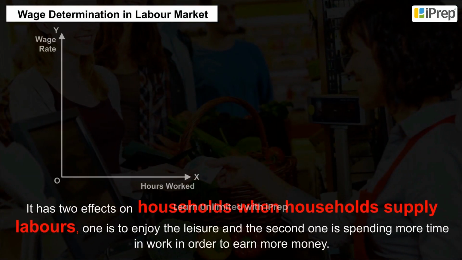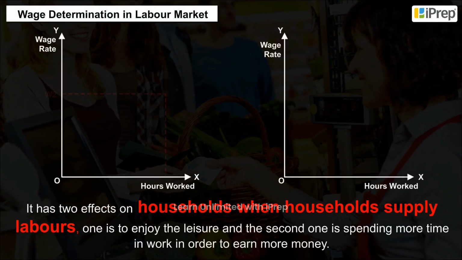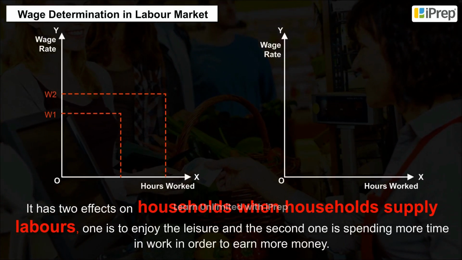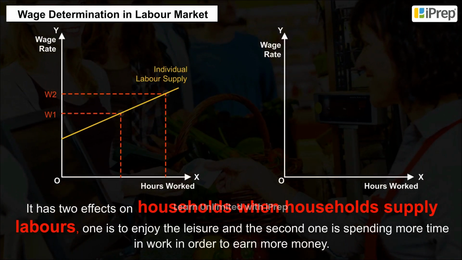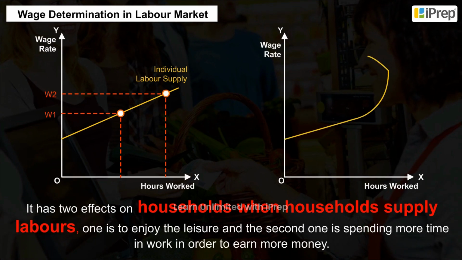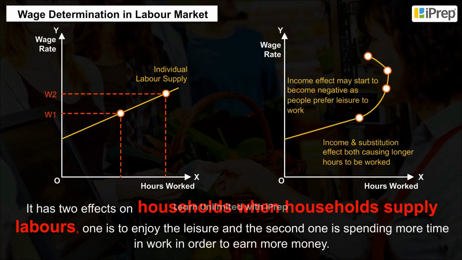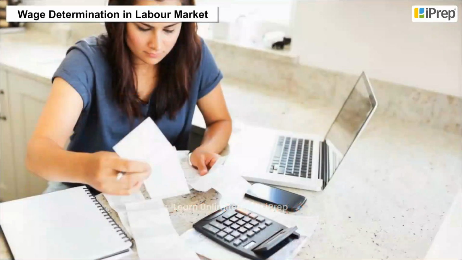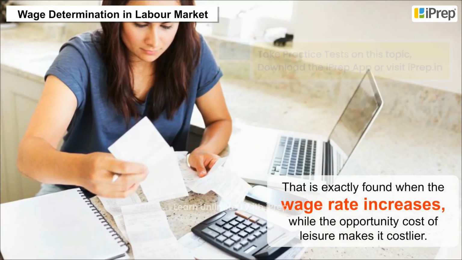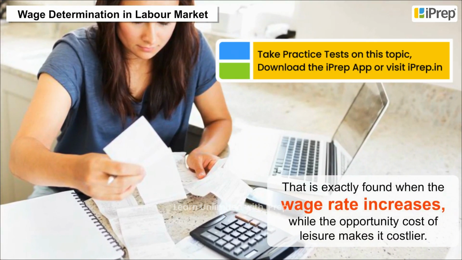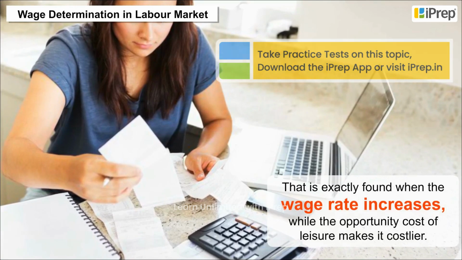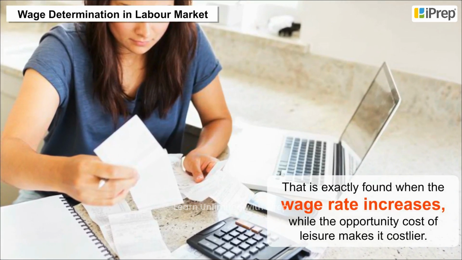It has two effects on households. When households supply labor, one is to enjoy the leisure and the second one is spending more time in work in order to earn more money. That is exactly found when the wage rate increases, while the opportunity cost of leisure makes it costlier.